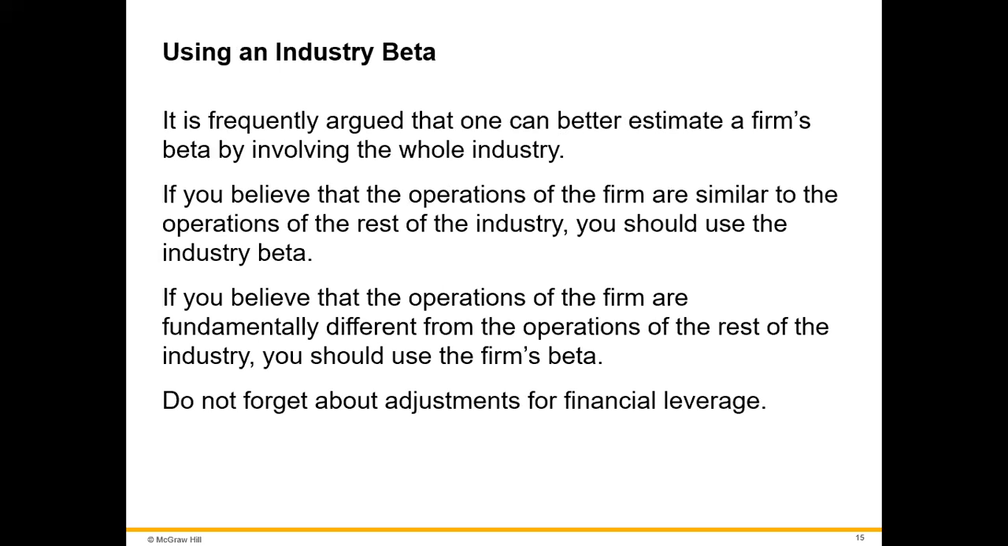So because of that, can you really estimate your own beta individually? And so there's arguments that say, hey, no, use the firm's beta for the whole industry. Let's take a look at the betas of all the companies in our industry. So if you believe that the operations of the firm are similar to the operations of the rest of the industry, just use your industry beta. If you believe that the operations of the firm are fundamentally different than the rest, you should use the firm's beta. So that's how people approach the beta.